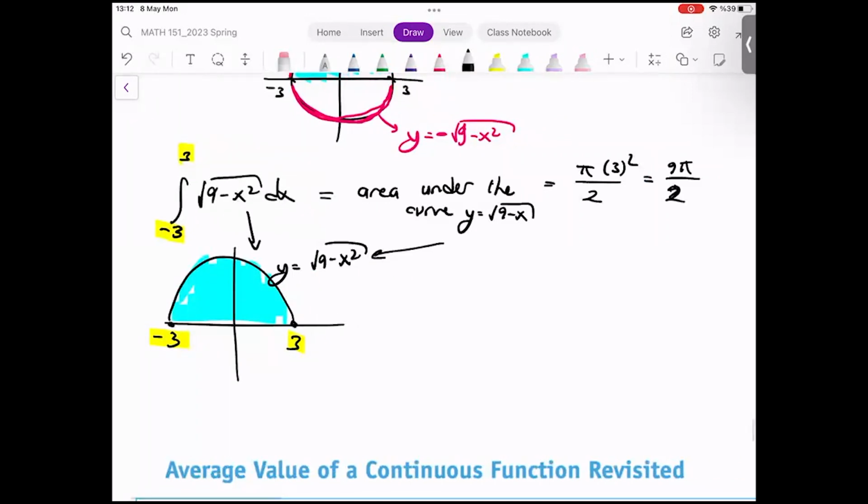You see? Without using any integration formulas, we were able to compute the result of this definite integral. How? By using the geometric meaning of it. Okay, that's it.